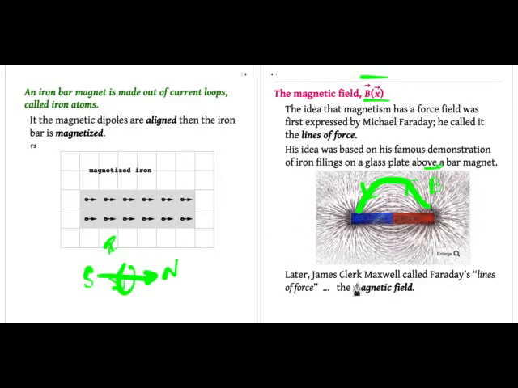It was James Clerk Maxwell, who lived at the same time as Faraday. He was a little younger than Faraday, but he took Faraday's idea of lines of force and put it in a mathematical form, and he called it the magnetic field. His theory also included equations for the electric field. And in fact, Maxwell developed the field equations for electricity and magnetism that we still use today.